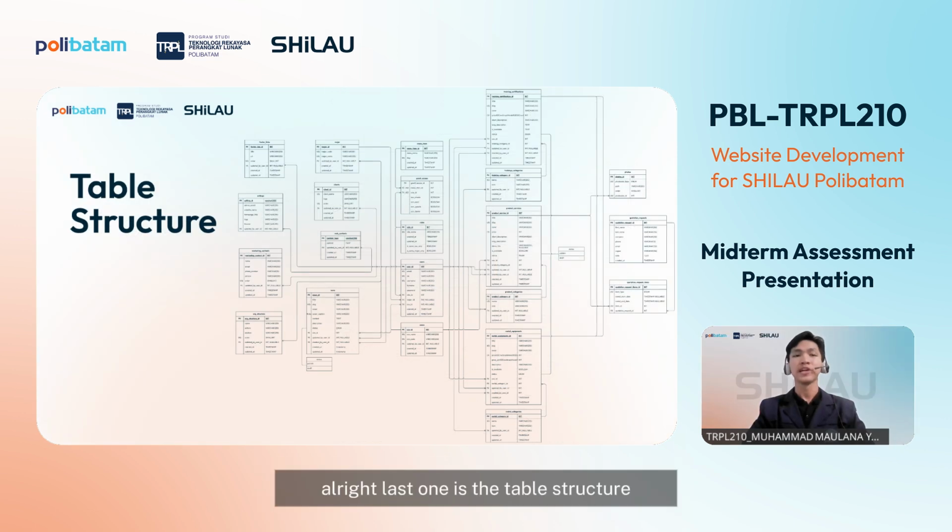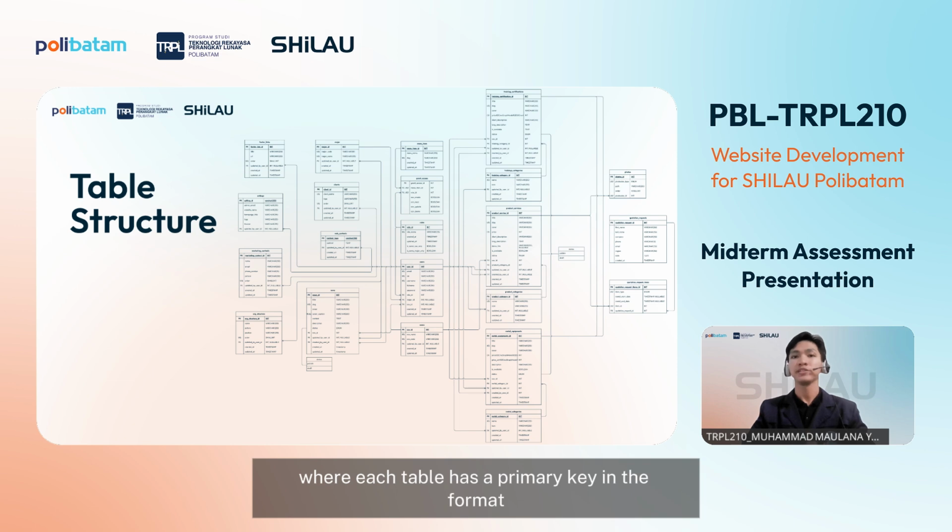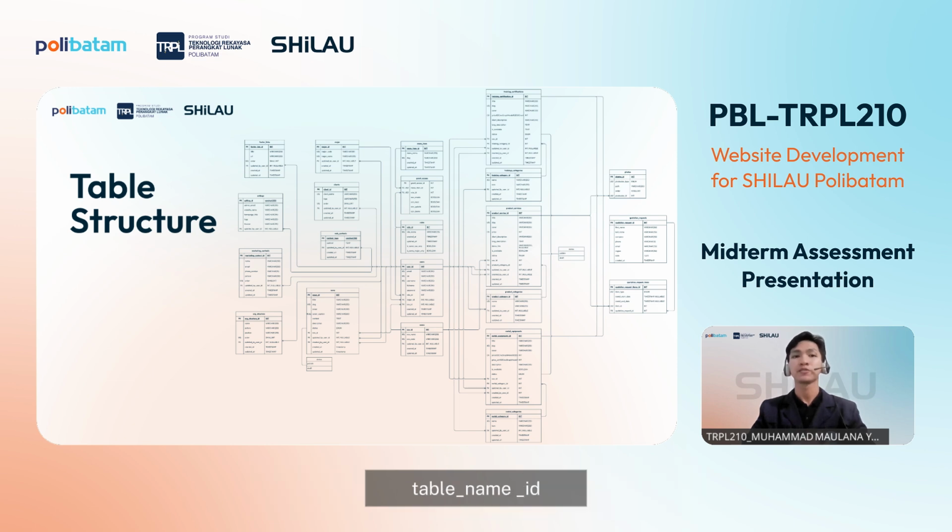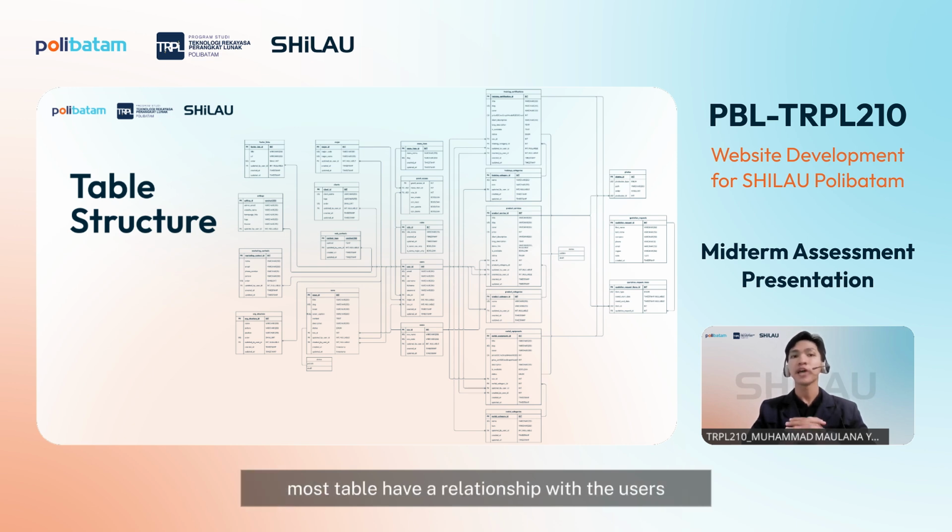All right, last one is the table structure. There are 21 tables in this schema where each table has a primary key in the format table_name_id, except for the web content table, which uses content type as its primary key. Most tables have a relationship with the users table through the updated by user ID and created by user ID columns, except for grant access, menu items, users, quotation request items, and photos tables, which contain foreign keys to other tables.